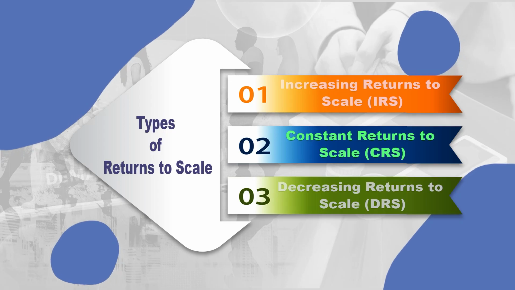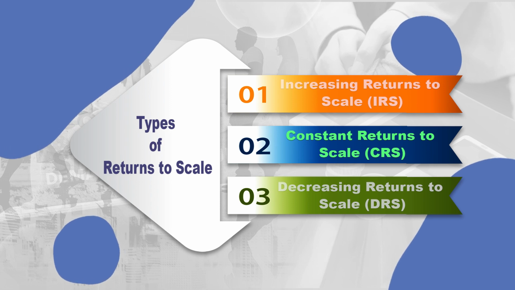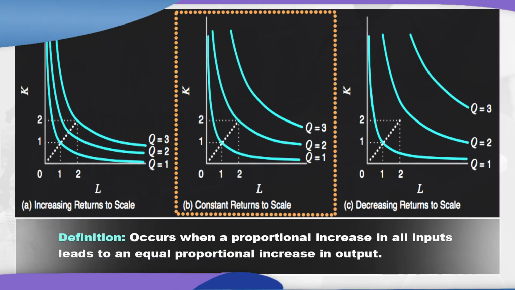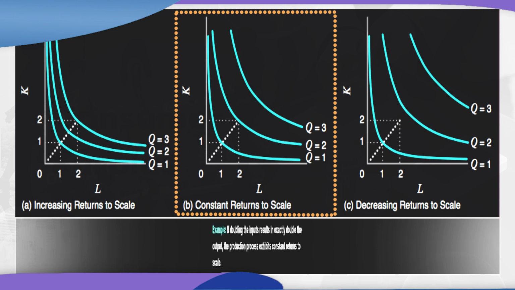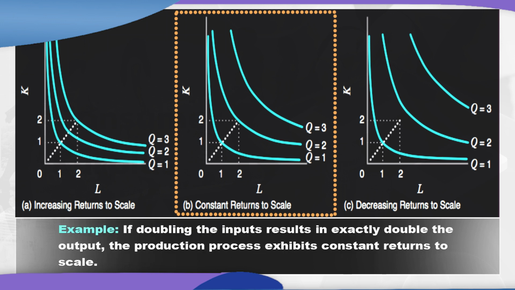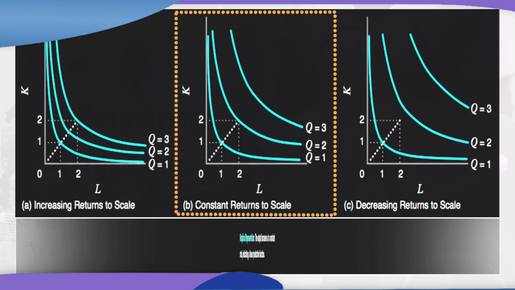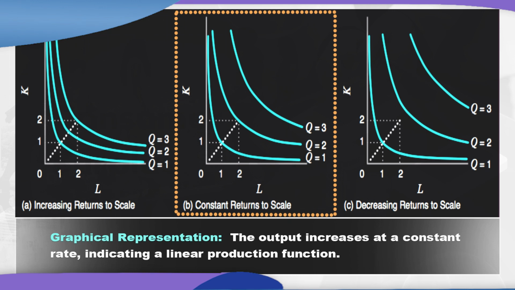Now let us look at the second part, that is constant returns to scale. This phenomenon occurs when a proportional increase in all inputs leads to an equal proportional increase in the output. For example, if doubling the inputs results in exactly doubling of the output, the production process exhibits constant returns to scale. Graphically, the output increases at a constant rate, indicating a linear production function or a linear curve.